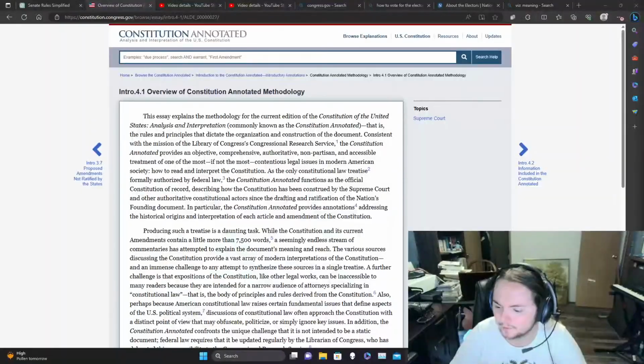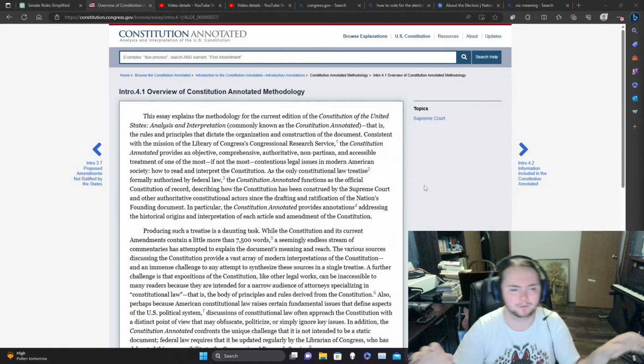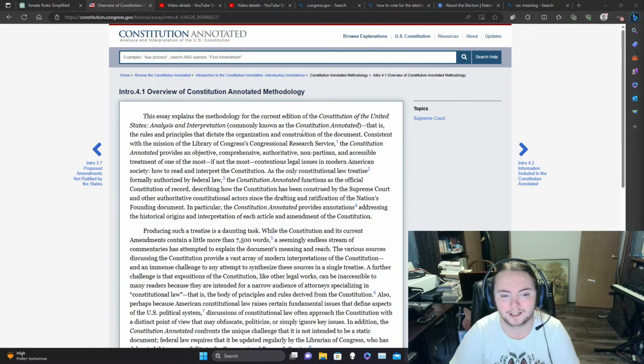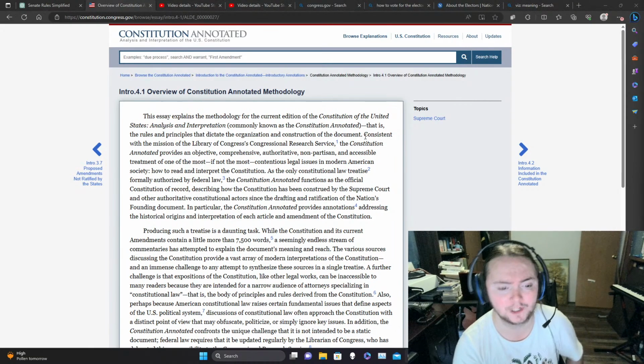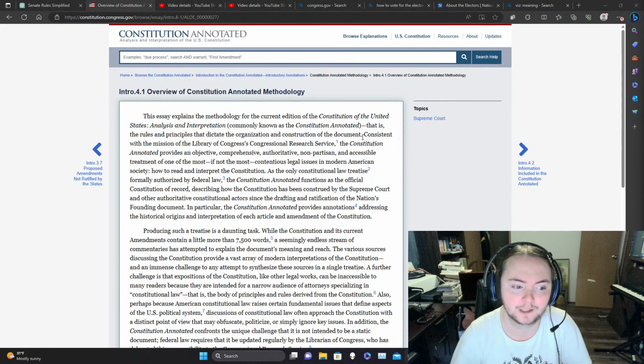So here we go. We're going to continue going on. We are now at Intro 4.1, Overview of the Constitution Annotated Methodology. Beautiful stuff. Let's go ahead and get you on over here so you can see what we're working with. This essay explains the methodology for the current edition of the Constitution of the United States Analysis and Interpretation, commonly known as Constitution Annotated. That is the rules and principles that dictate the organization and construction of the document. We're understanding these are the rules and principles that dictate the organization and construction of this document.